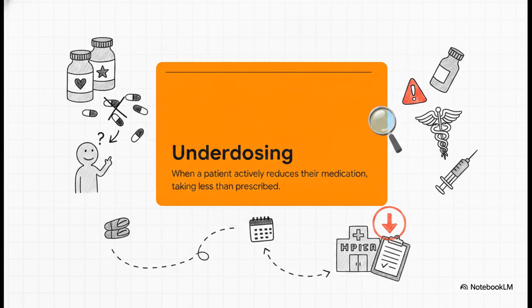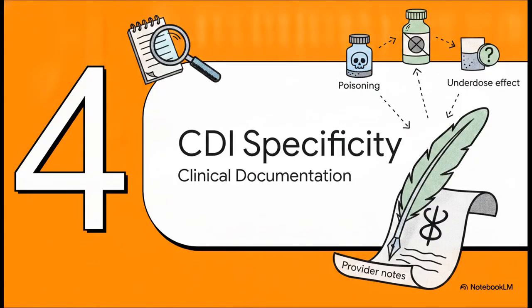It happens when a patient actively reduces their medications, basically taking less than what they were prescribed. If a patient comes into the hospital for a severe condition simply because they stopped taking their heart medication, that's a unique coding scenario requiring really precise clinical documentation. Which brings us right into Section 4, CDI and clinical documentation specificity.